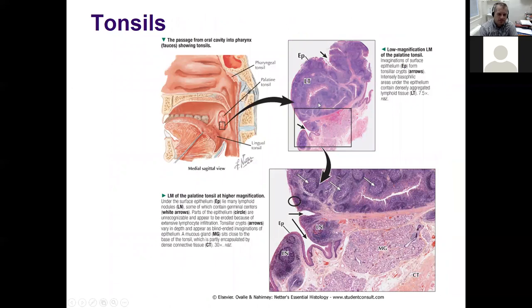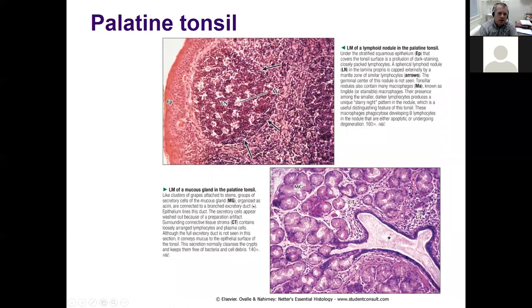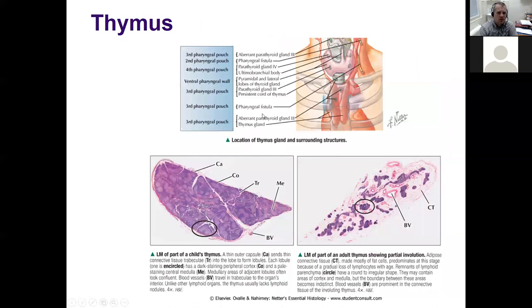Okay, the tonsil. Let's discuss the palatine tonsil. You can see the mucosa is forming these crypts that have even side branches. And there are some mucous glands in the neighborhood. But here is a fibrous hemicapsule. And in the lamina propria, there are many lymphoid follicles. Here is detail of some of these lymphoid follicles, even with large macrophages that are presenting the antigens to the immunocompetent cells.